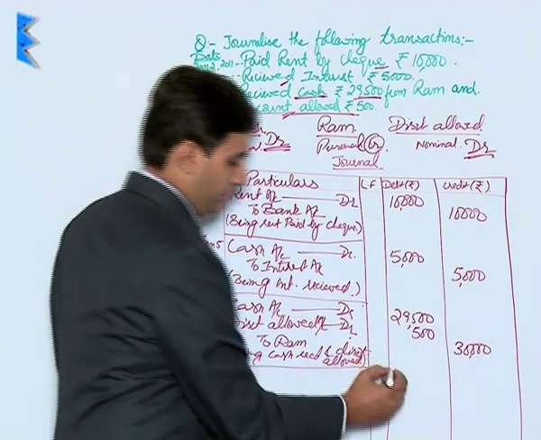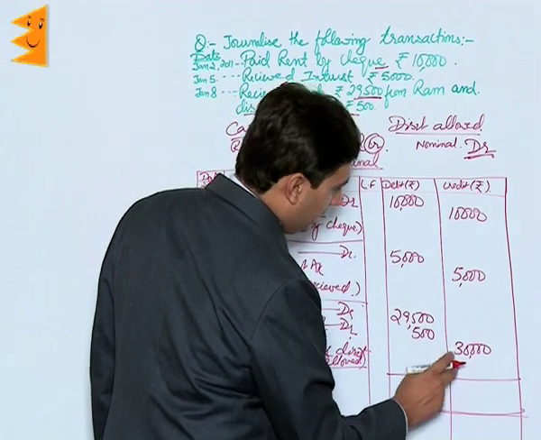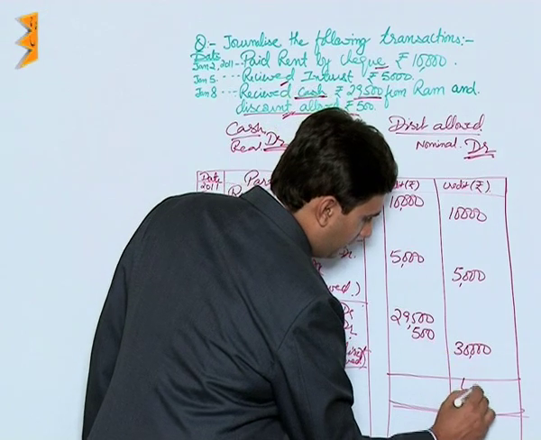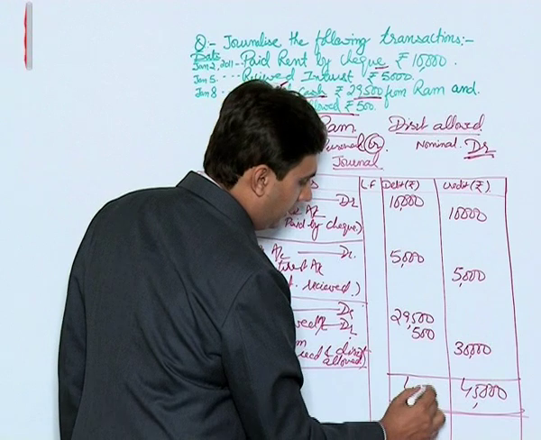And at the end, do make sure to total out the trial balance and verify that they are equal. This is 45,000 on the credit side and 45,000 on the debit side.